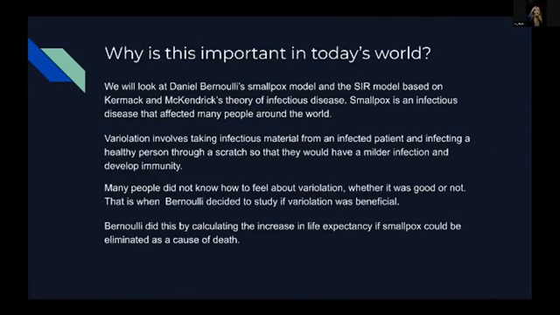Smallpox, if you don't know, is an infectious disease that affected many people around the world. And variolation involves taking infectious material from an infected patient and infecting a healthy person through a scratch so that they have a milder infection and develop some sort of immunity to it. Many people did not know how to feel about it, so that's why Daniel Bernoulli and Kermack and McKendrick began to study this, because they wanted to see if it was good or not. Further, Bernoulli decided to study if variolation was beneficial. He did this by calculating the increase in life expectancy if smallpox could be eliminated as a cause of death.